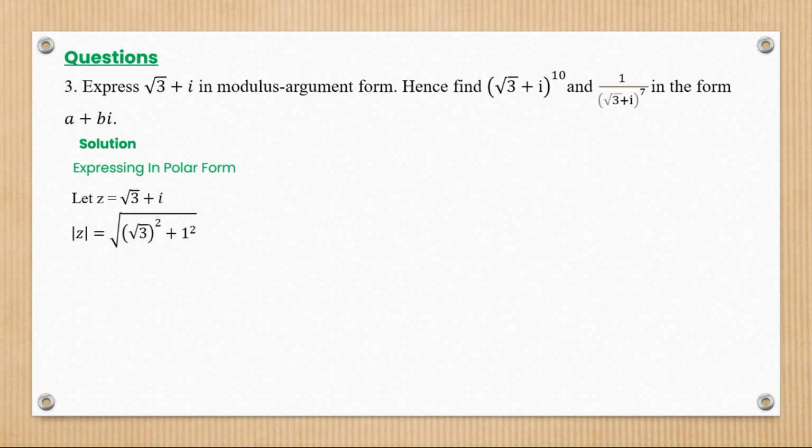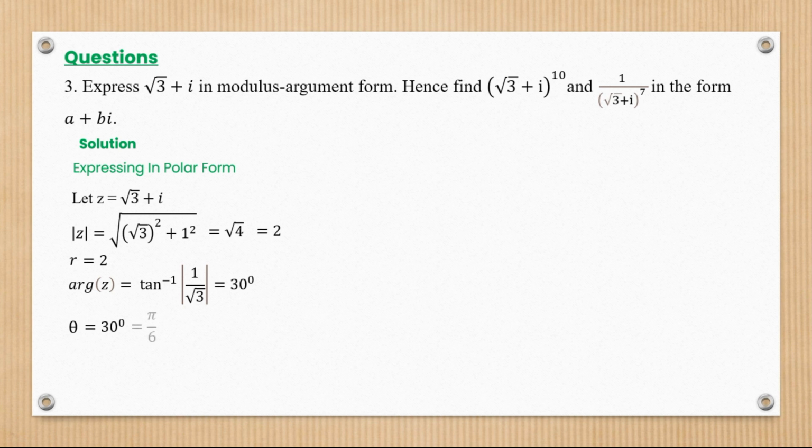So if we find its modulus, we're going to have root 4, which is equal to 2. So therefore r is equal to 2. To find its argument, you can see that the real part is positive and the imaginary part is positive, so that means we're dealing with the first quadrant of an Argand diagram. So in the first quadrant, we find the argument of z by doing tan inverse of 1 over root 3, of which the answer is equal to 30 degrees.